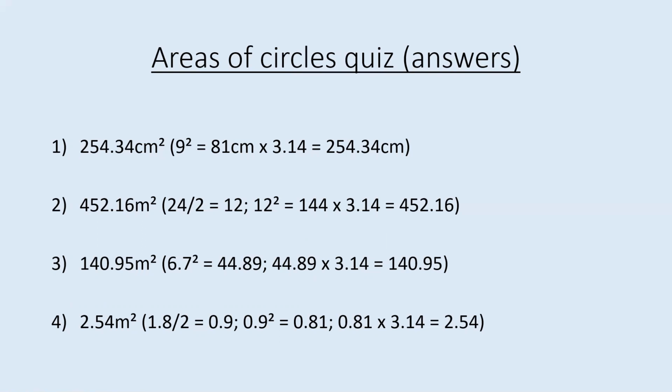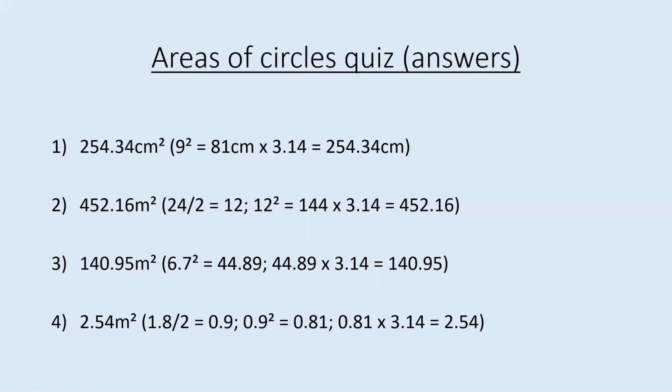The third circle gave you an area of 140.95 meters squared. We had a radius of 6.7 meters, which when we squared it, 6.7 times 6.7 came to 44.89. We then did 44.89 times 3.14, and that gave us the answer of 140.95.